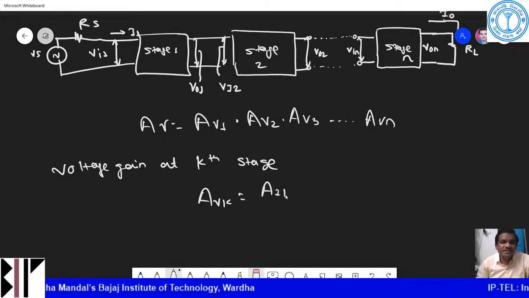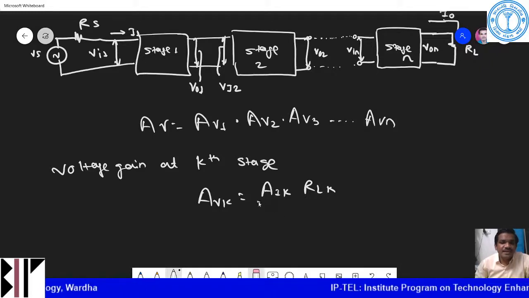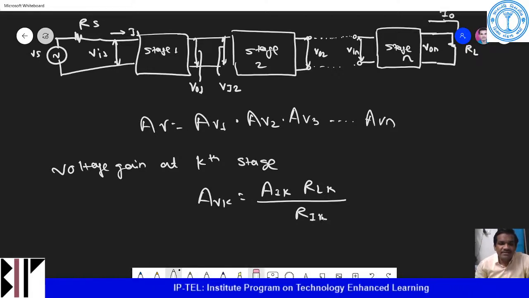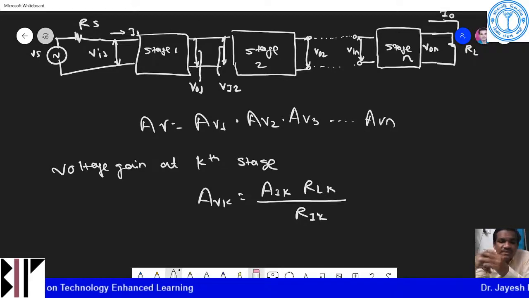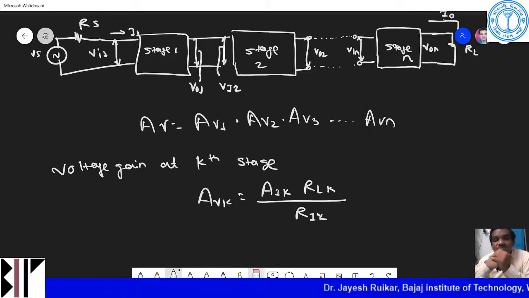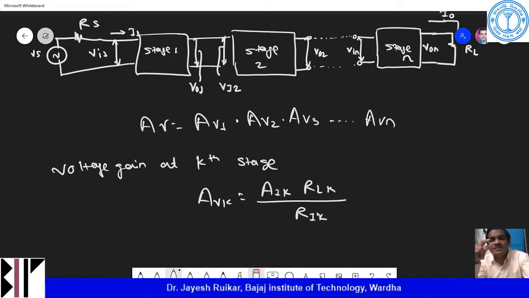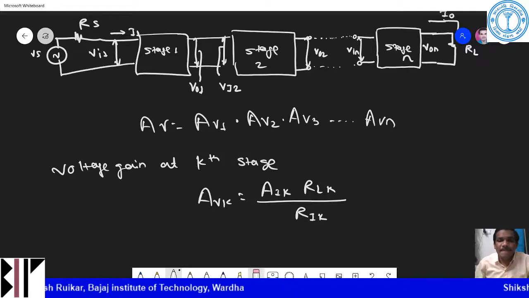This is nothing but AIK multiplied by the load resistance RLK at the kth stage, divided by RIK, as we have already calculated. RLK is the load resistance of the kth stage, and RIK is the input impedance of the kth stage.